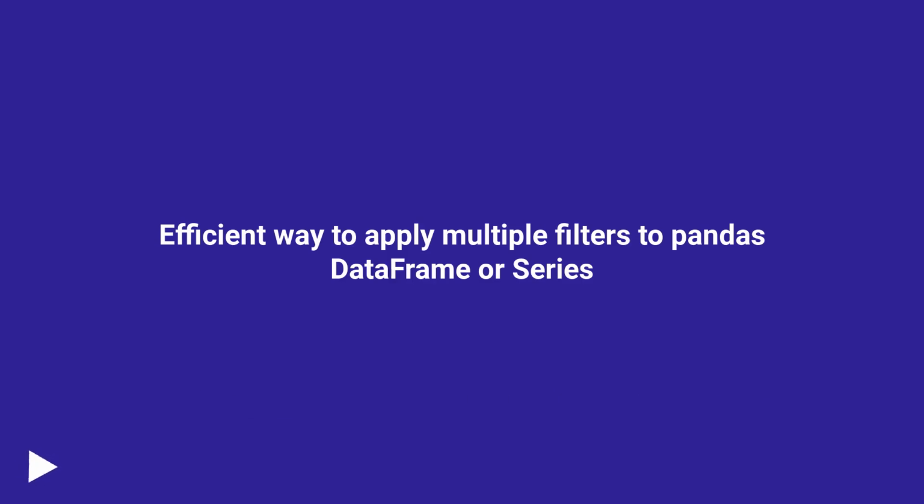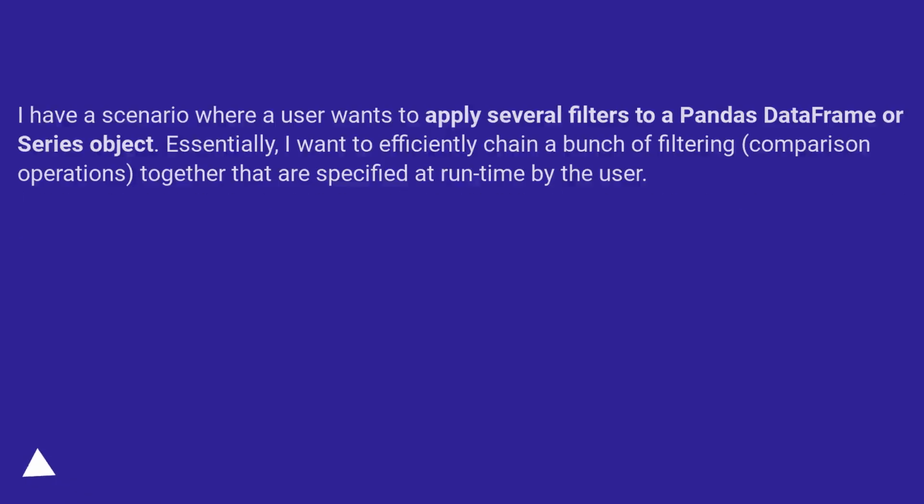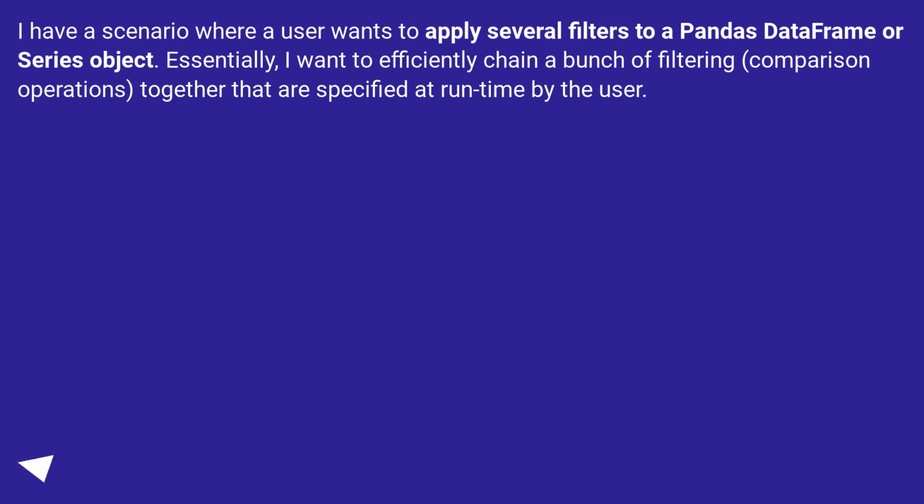Efficient way to apply multiple filters to pandas data frame or series. I have a scenario where a user wants to apply several filters to a pandas data frame or series object. Essentially, I want to efficiently chain a bunch of filtering, comparison operations together that are specified at runtime by the user.